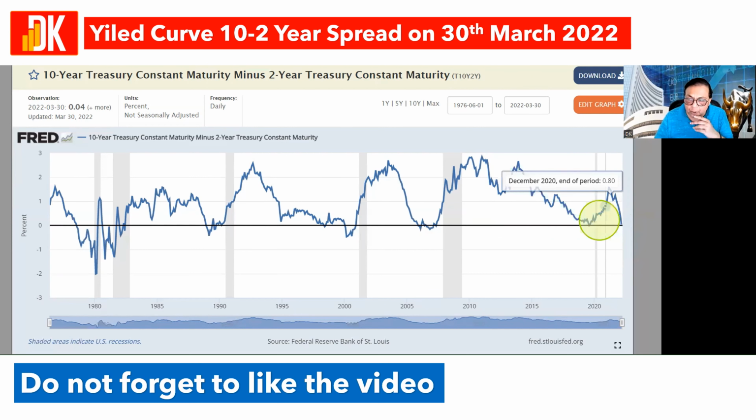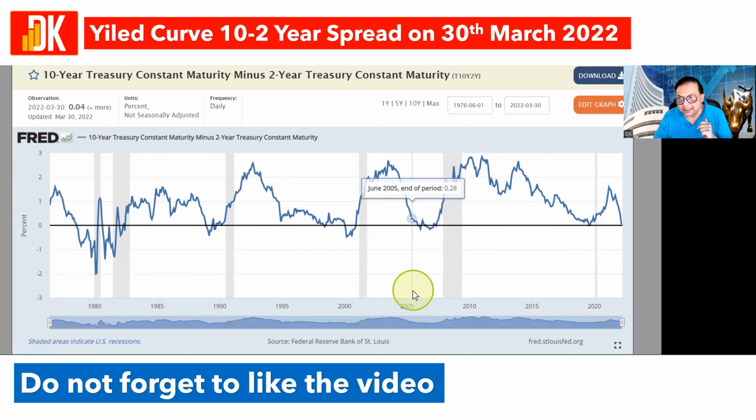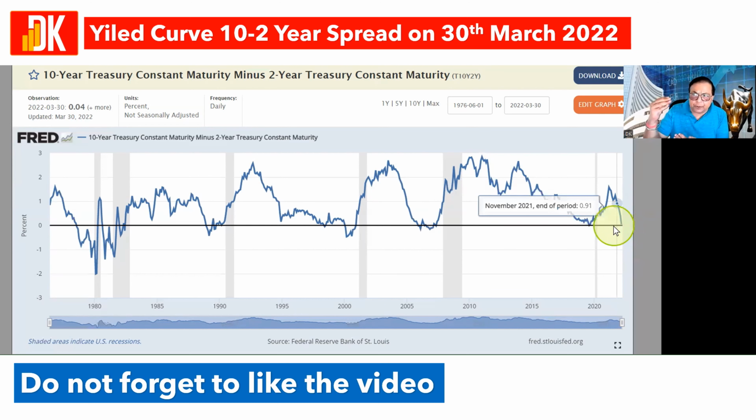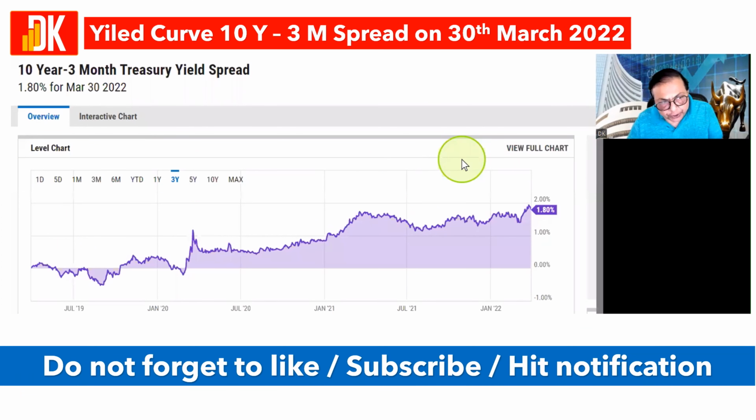Now let us have a look towards 10-year versus 3 months, because once this inverts, it might take 6 months to 9 months time for bear market to start. But if we compare the 10-year versus 3 months, normally when that inverts, what happens? The bear market may come in a couple of weeks. Now we are referring to 10-year 3-month treasury yield spread. What we can see, presently it is comfortably placed at 1.8%.